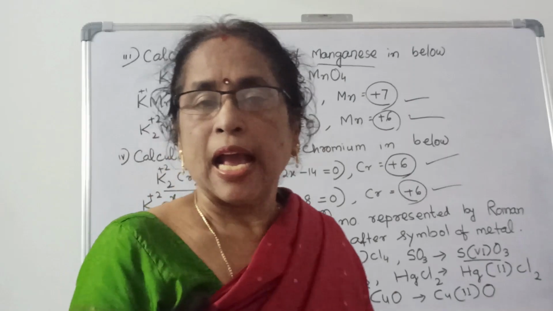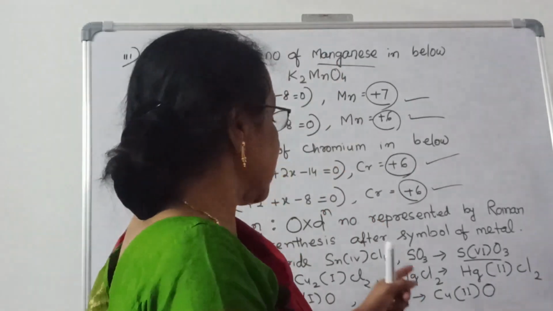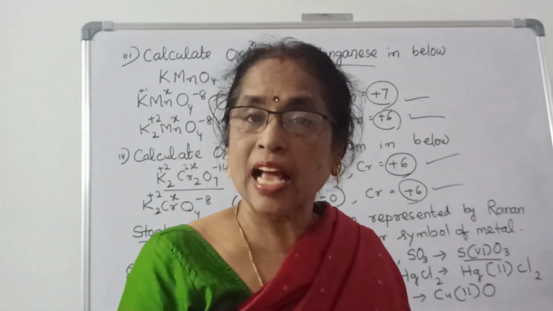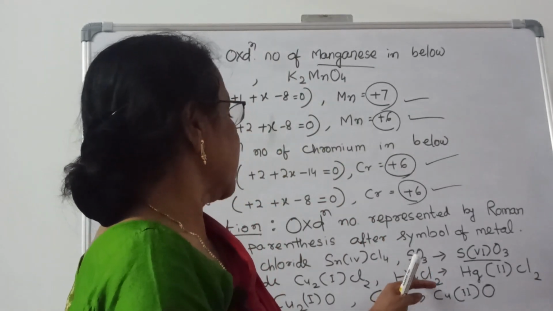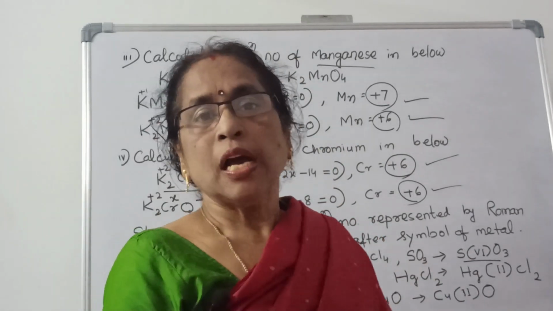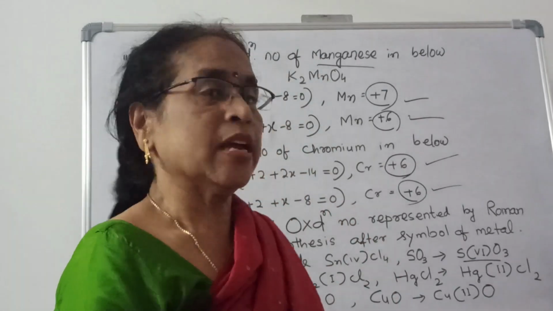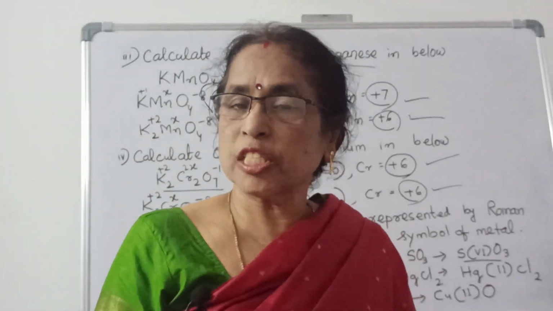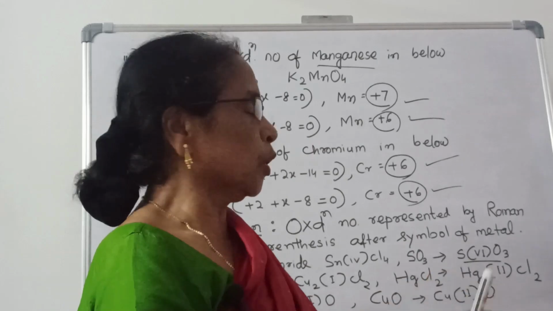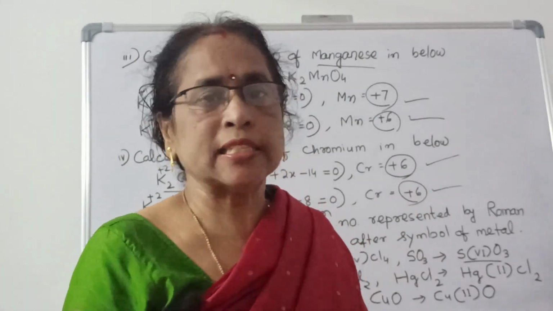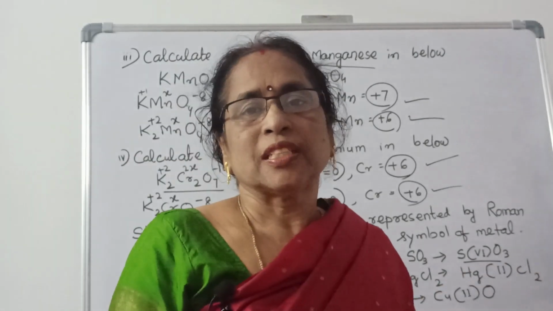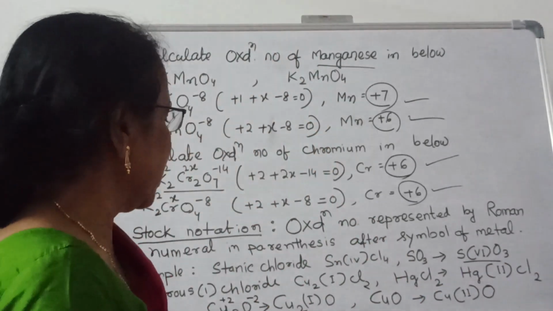Then come to HgCl2. What is Hg? Hg means mercury. So HgCl2 is mercuric chloride. Mercuric means plus 2 oxidation number. Then how to put it? Hg, in parenthesis Roman numeral 2, Cl2. Now see, it is very easy.